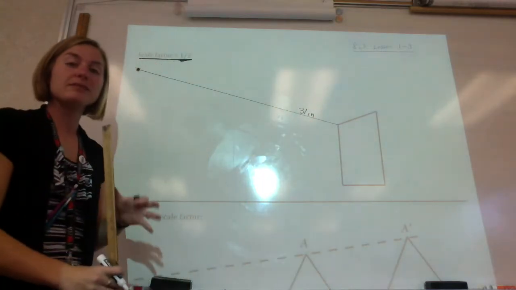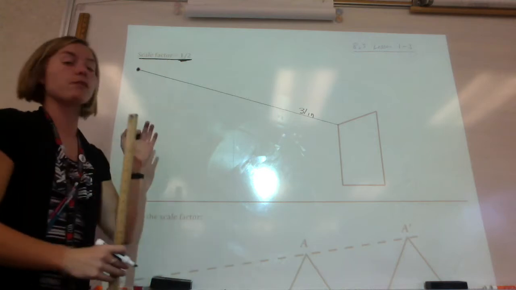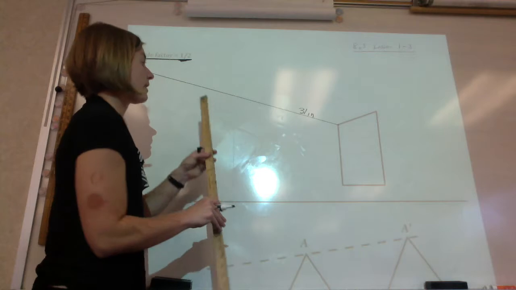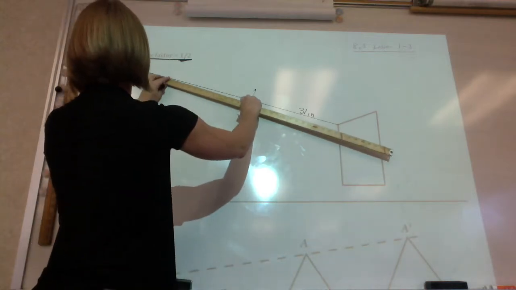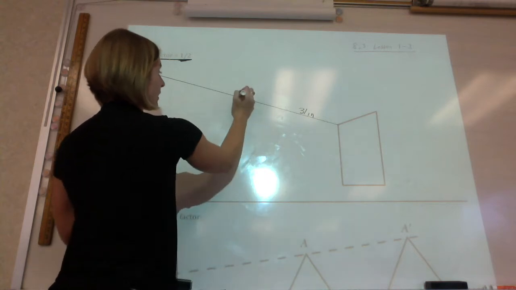So this first point is about 31 inches away. So if our scale factor is a half, we need to divide 31 in half. So about 15 and a half is where our first point will be. So let's find out where that is. So our first point is going to be right here.